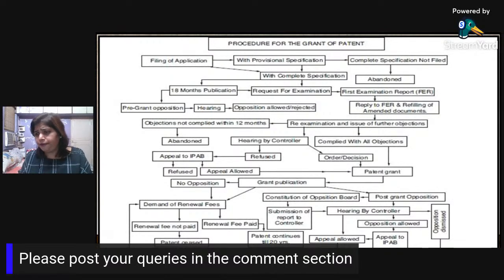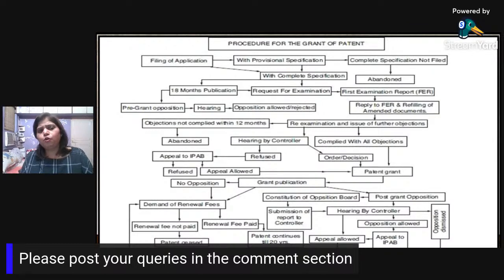Either you will be granted the patent after making all the changes, or you will be refused. If you are refused, if you're not granted, then you can appeal to the appellate board. So if you have been granted the patent, you remember 18 months, depending upon fast track publications. Now there is something called fast track publications.